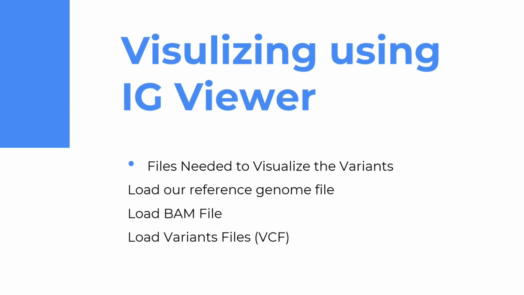So if we are going to visualize our files using the IGV viewer, we need to load our reference genome file, we need to load our BAM file, and then we need to load our variant calling file. After loading all this, how can we interpret the result? Just like this.